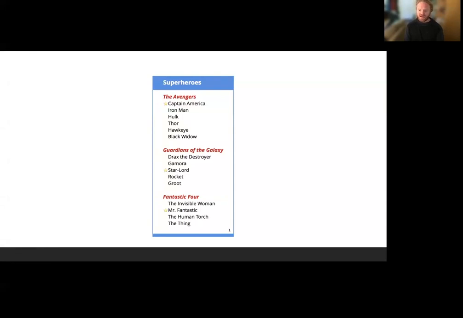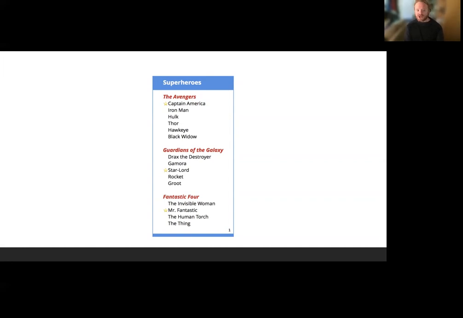Also, each set of superheroes has a star next to the leader. So you see that Captain America, Star-Lord, and Mr. Fantastic all have a little yellow star next to them. That's a form of repetition.